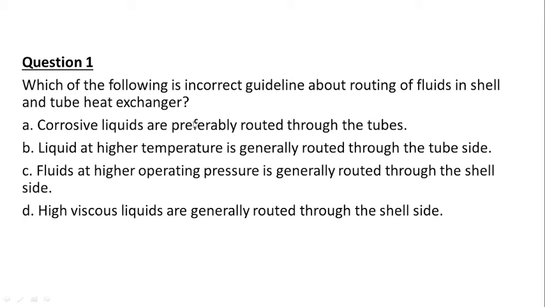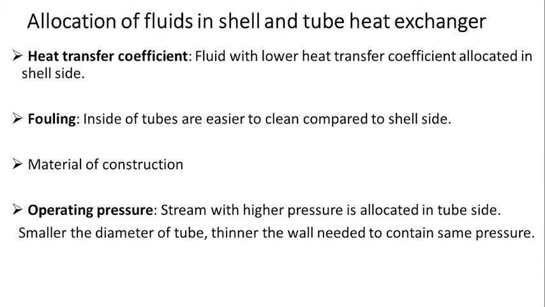Actually, the correct answer is option C, because high pressure is usually preferred in tube side, and high viscous fluids can be routed through shell side. There are some guidelines for allocation of fluids in the shell and tube heat exchanger. First one, it depends on the heat transfer coefficient of the fluid. Generally the heat transfer coefficient is a function of the properties of the fluid and the flow rate of the fluid.